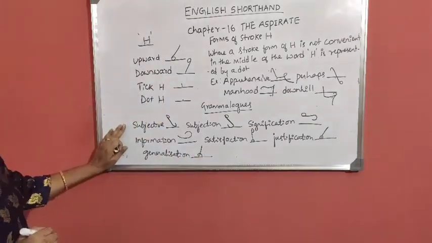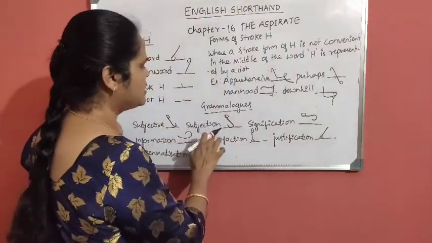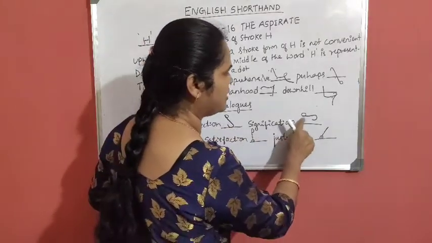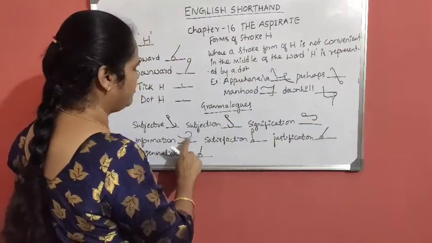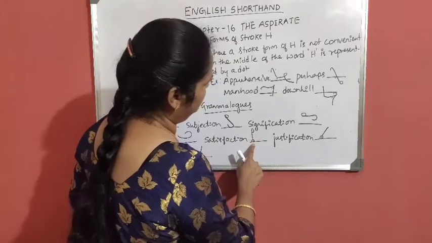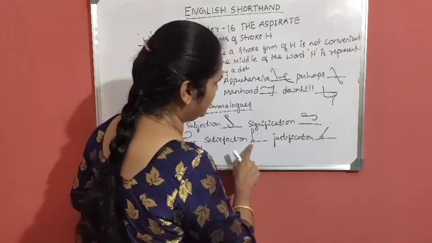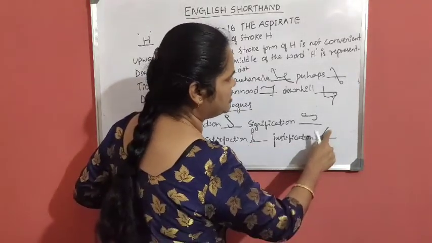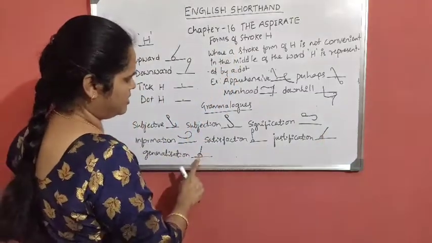These are the grammar laws of this chapter. Subjective, circle is B, V hook. Subjection, circle is B, shun hook. Signification, circle is G, shun hook. Information, N with shun hook. Satisfaction, circle is T with shun hook. Justification, here the hook and circle have been shown separately. Justification, J, circle is shun hook. Then generalization, J, circle is shun hook.